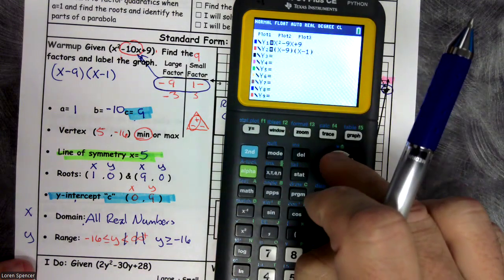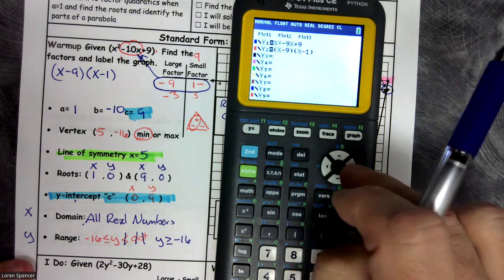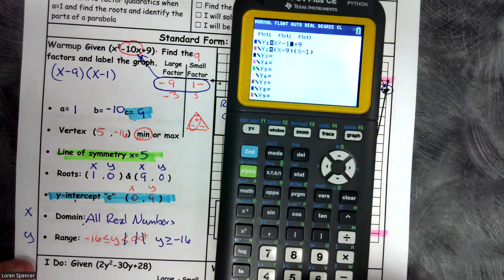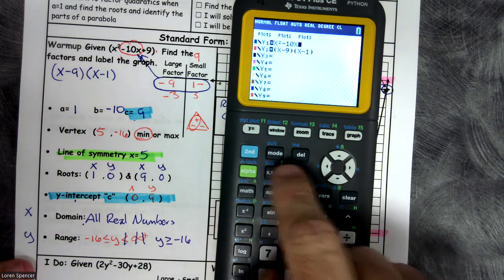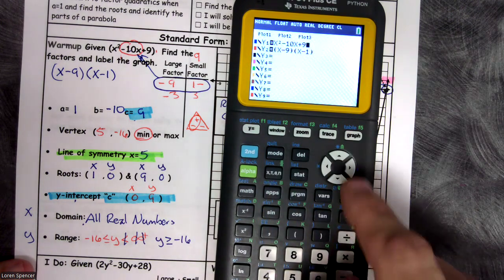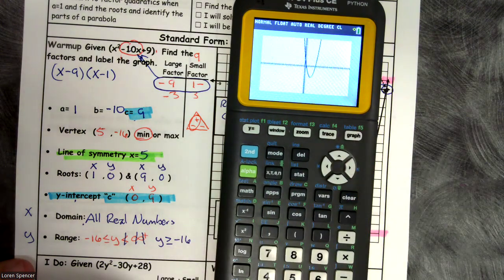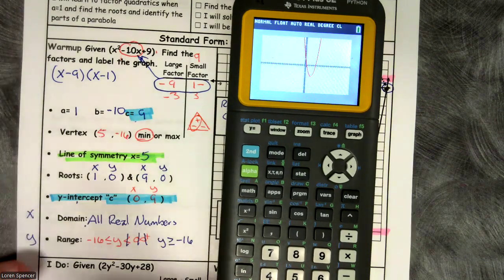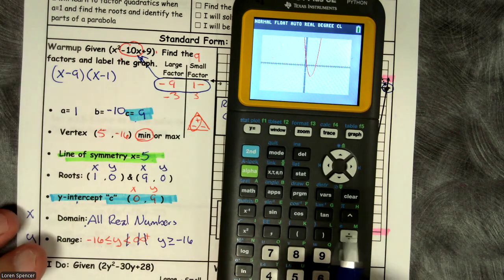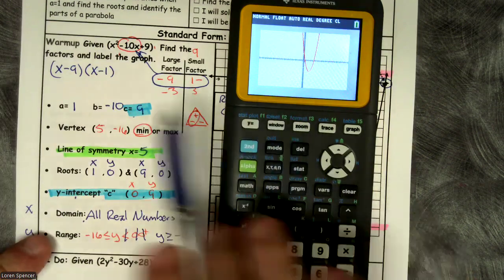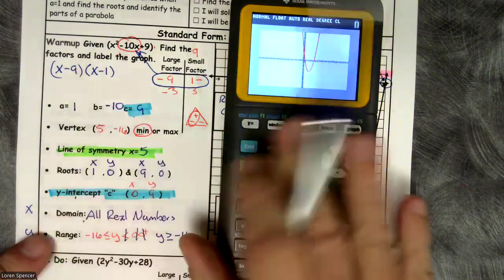Let's go back to y equals, I had a typo there. That should have been a 10x plus 9. Okay, let's graph them now. There's the first one, and the second one is exactly the same. It lays directly on top of it. Okay, so it's super important to know that these are different ways of expressing the same thing.